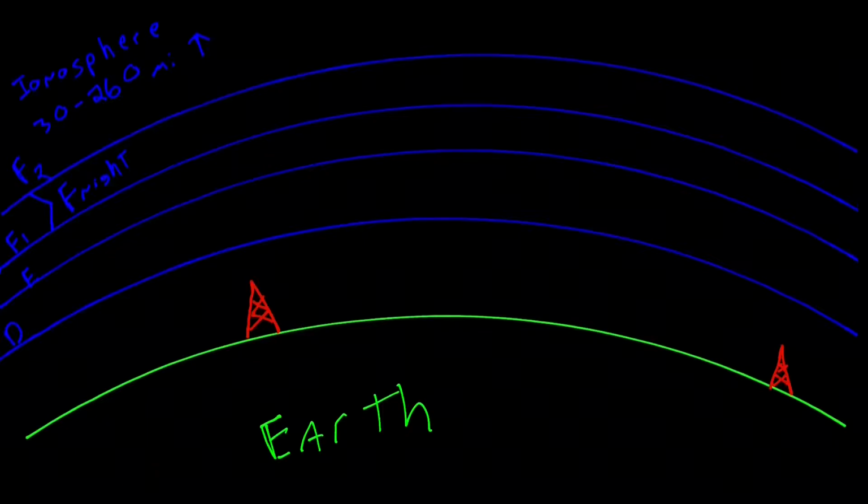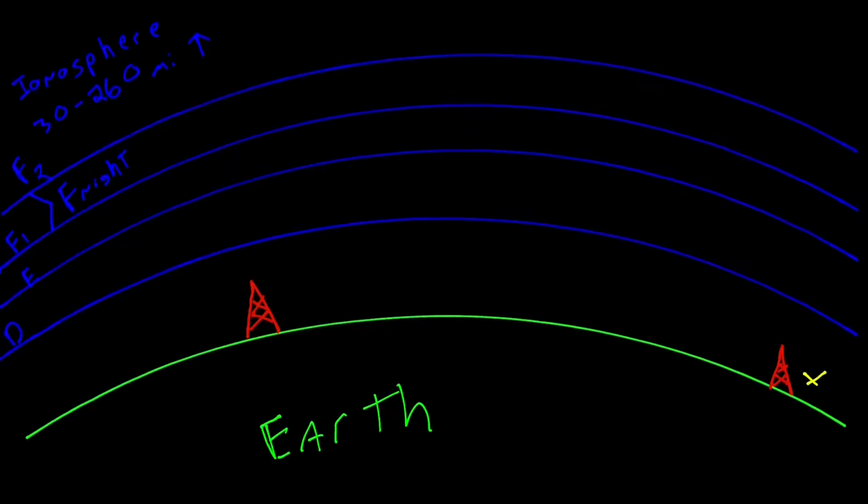The D layer will be active during the daytime, but will dissipate and go away at night when there's decreased UV solar radiation. And the E layer is just kind of someplace in between. So let's take the far right radio station, the antenna.